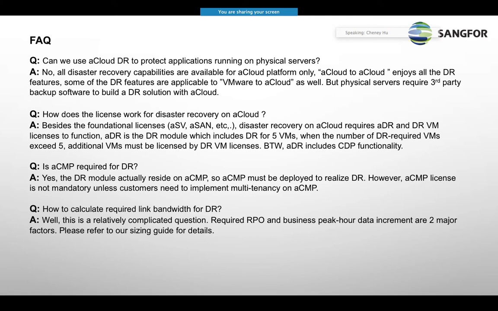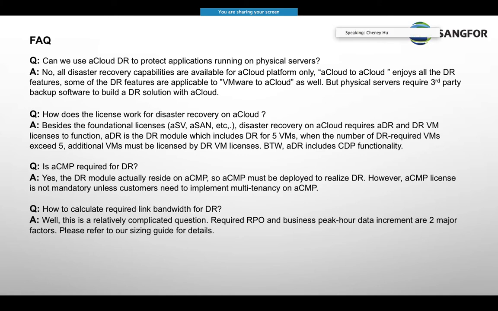If customers still have physical servers, then it's quite easy. Ask them to migrate those physical servers to aCloud. Then you can enjoy the full set of features provided by aCloud to aCloud disaster recovery.